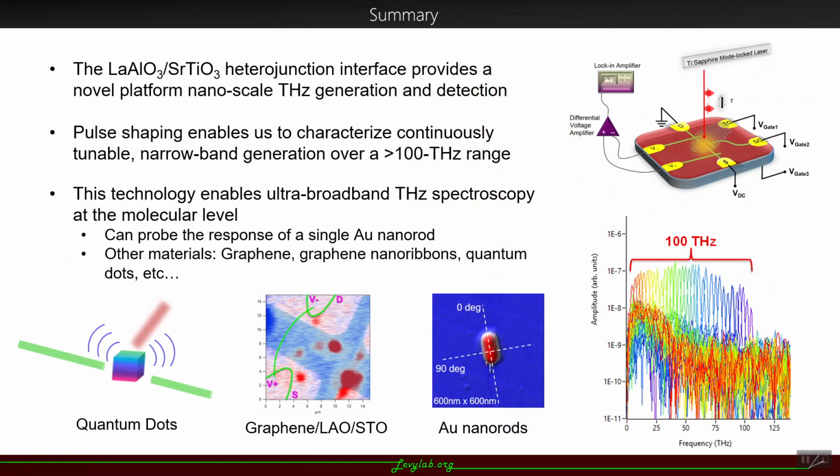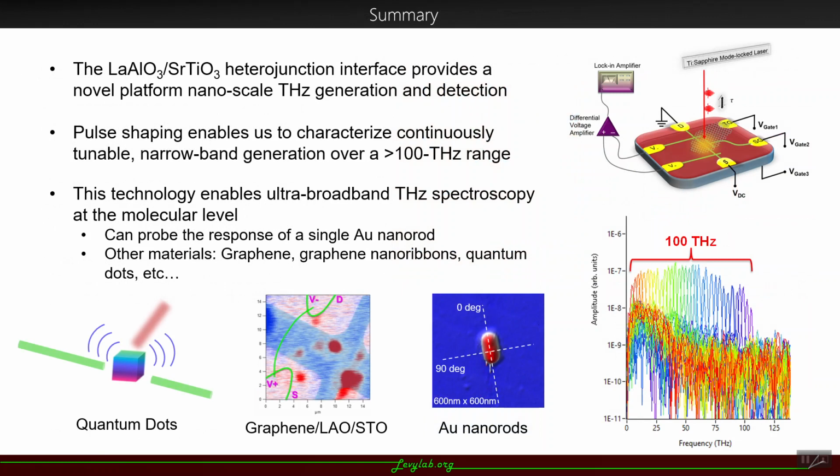So to summarize, the LaO-STO heterojunction interface provides a novel platform for nanoscale terahertz generation and detection. Pulse shaping has enabled us to characterize this response to an over 100 terahertz range, and it's also continuously tunable and narrowband if we want it to be. And this technology enables ultra-broadband terahertz spectroscopy at the single molecular level.